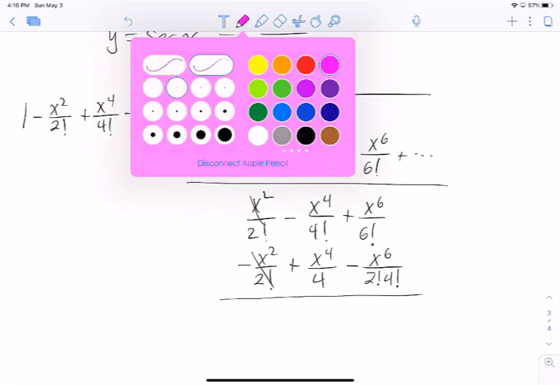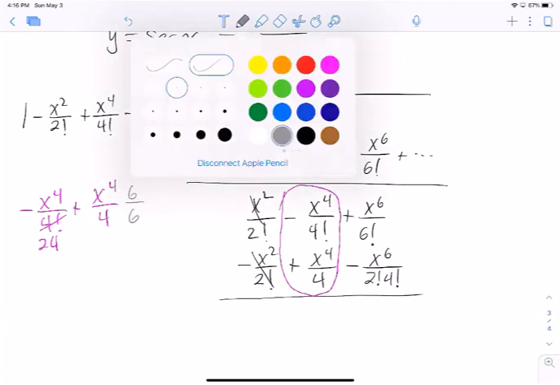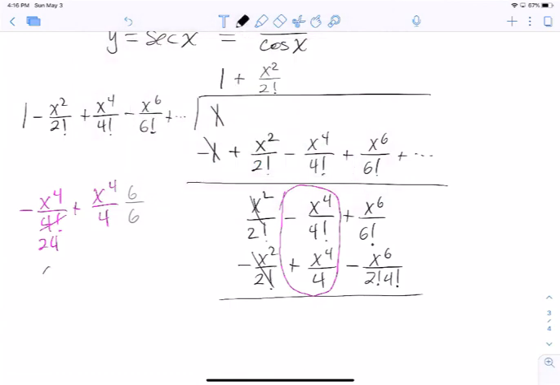Now let's turn our attention to the second term here, negative x to the fourth over 4 factorial plus x to the fourth over 4. 4 factorial is also known as 24, and so I can see that we need to multiply numerator and denominator of the second fraction by 6. Therefore, we're going to have 6x to the fourth minus x to the fourth over 24, and so this difference then becomes 5x to the fourth over 24.